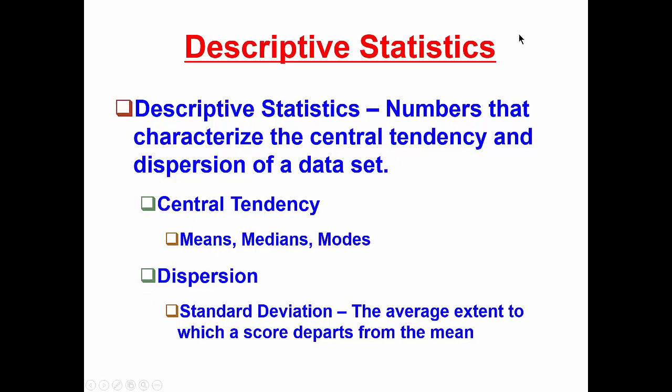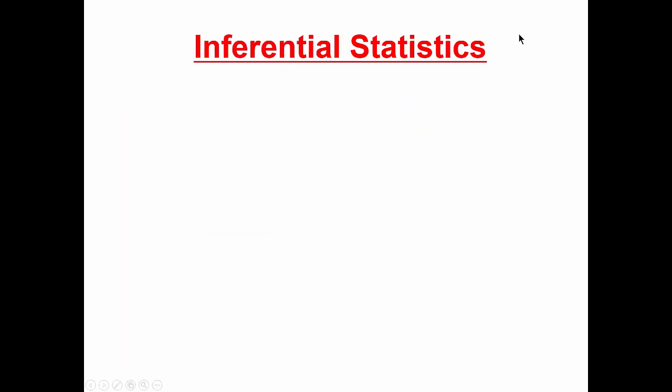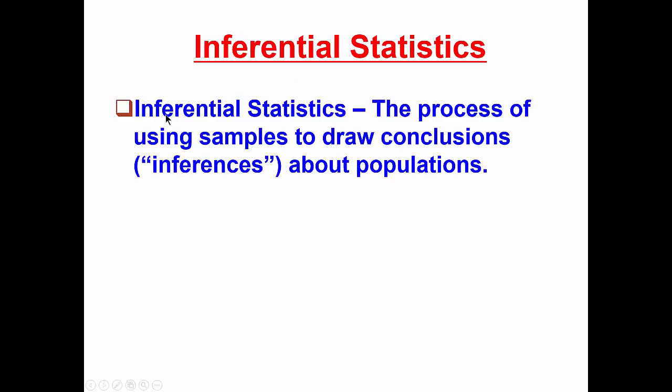These are descriptive statistics. We can contrast that with a different kind of statistic called an inferential statistic. We can define inferential statistics as a process, specifically the process of using samples to draw conclusions about populations. This idea of drawing conclusions is synonymous with drawing inferences, and this is where you can see the name inferential statistic arising. Inferences for inferential statistics.